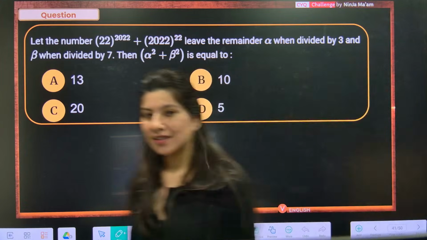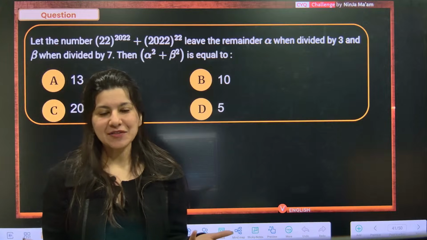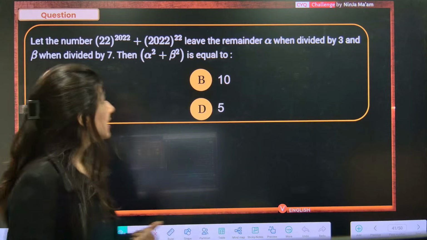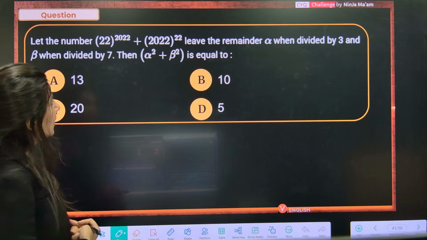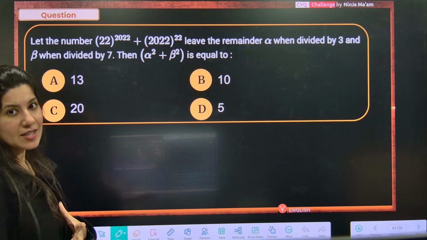Remainder theorem, again ninja technique we are going to apply. Let the number 22 power 2022 leave the remainder alpha when divided by 3.